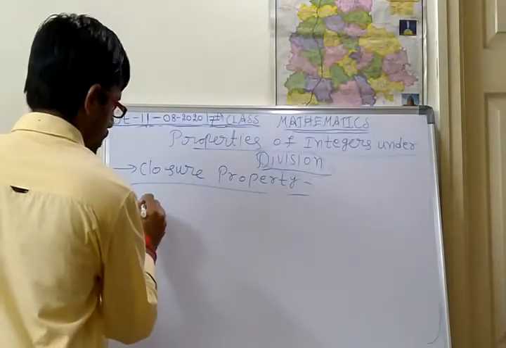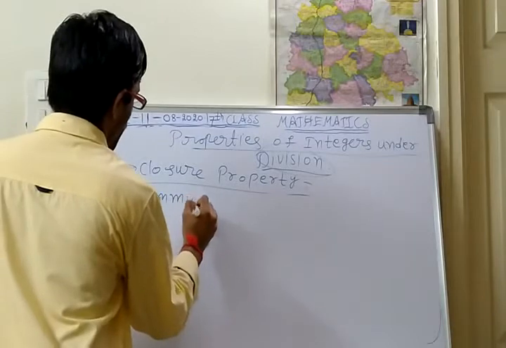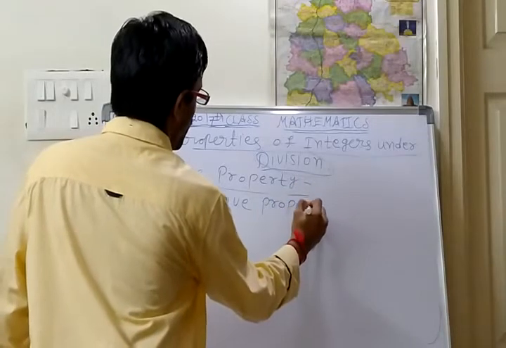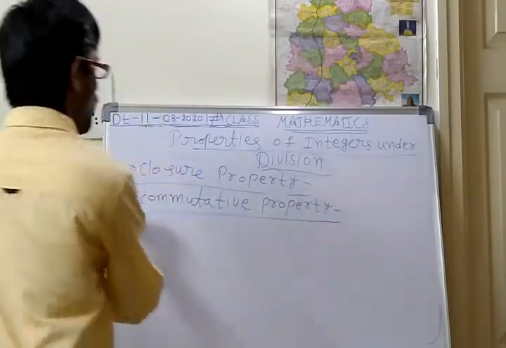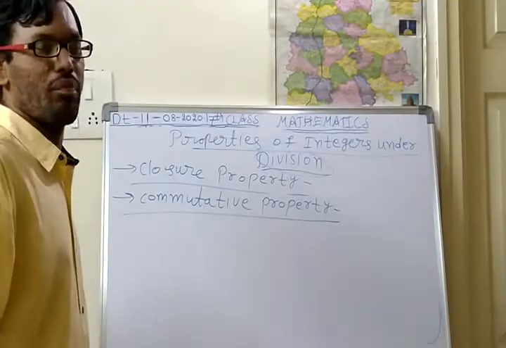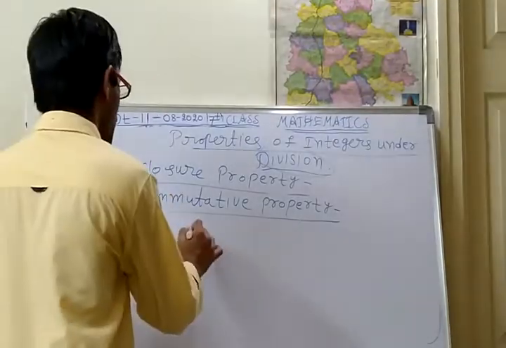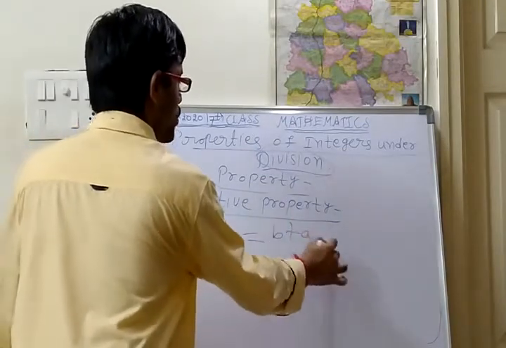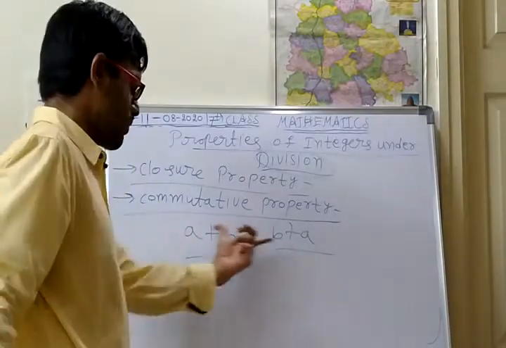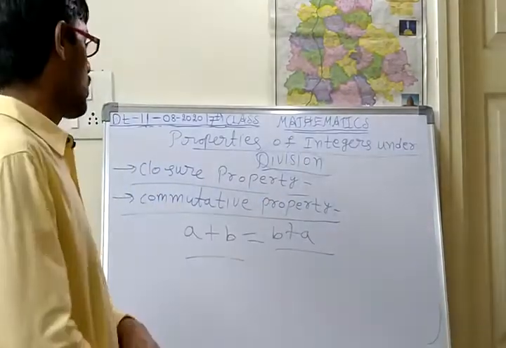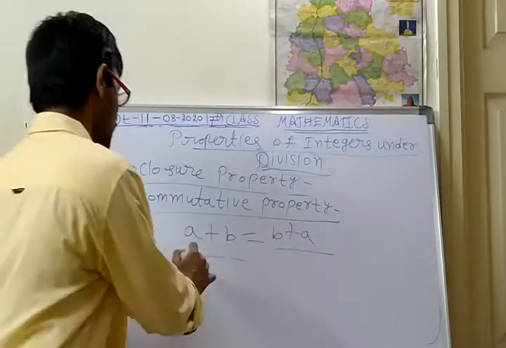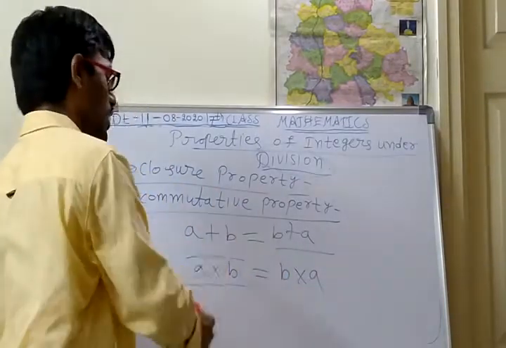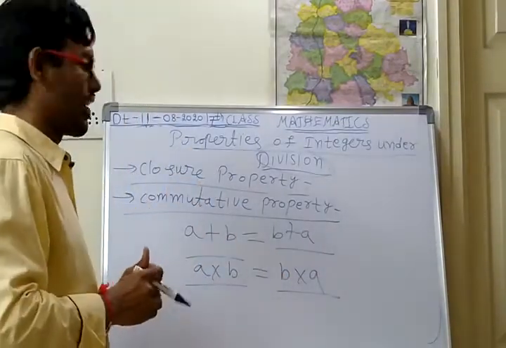Next one is the commutative property. What is the commutative property? You have already seen it in the previous classes. If A plus B gives one result, then B plus A should also give the same result. So A plus B should be equal to B plus A. This is for addition. In multiplication, A into B is equal to B into A. If A into B is one result, B into A should also give the same result.